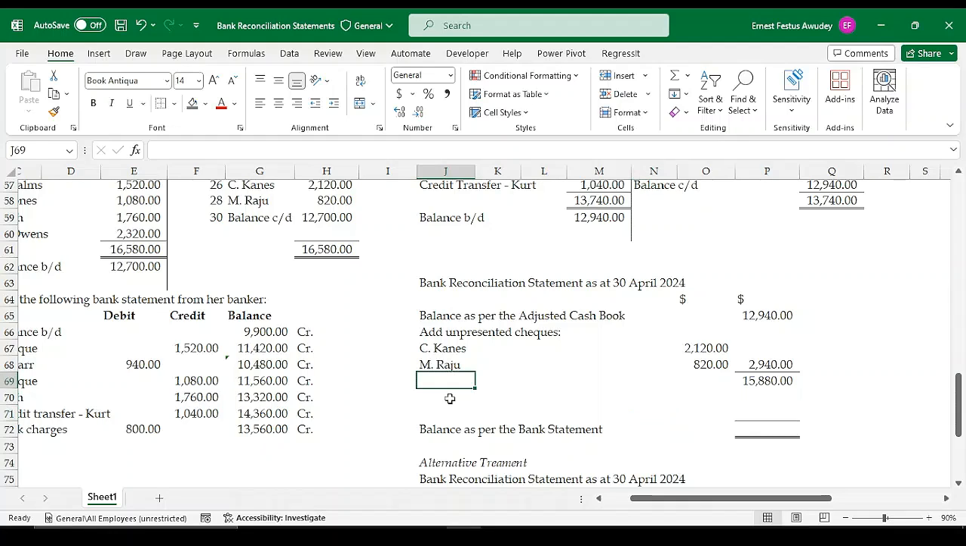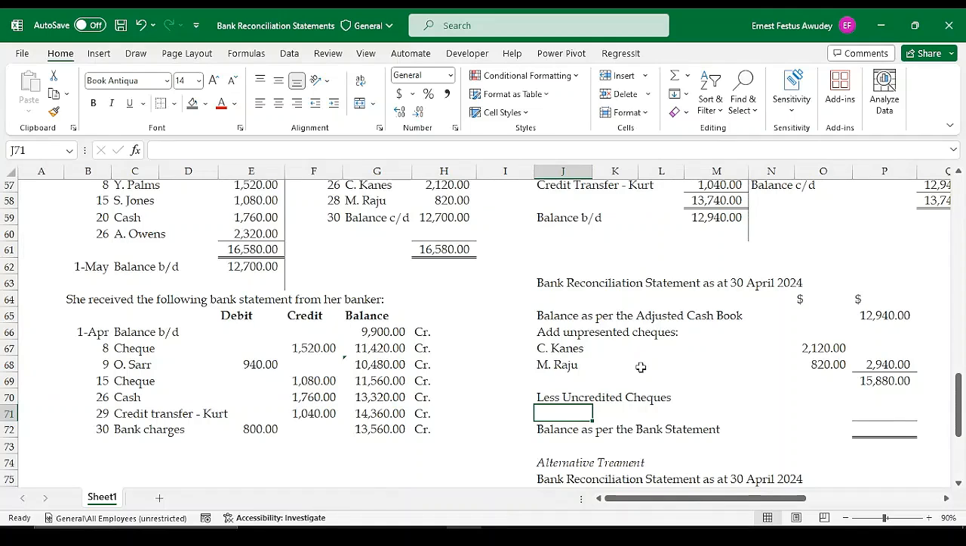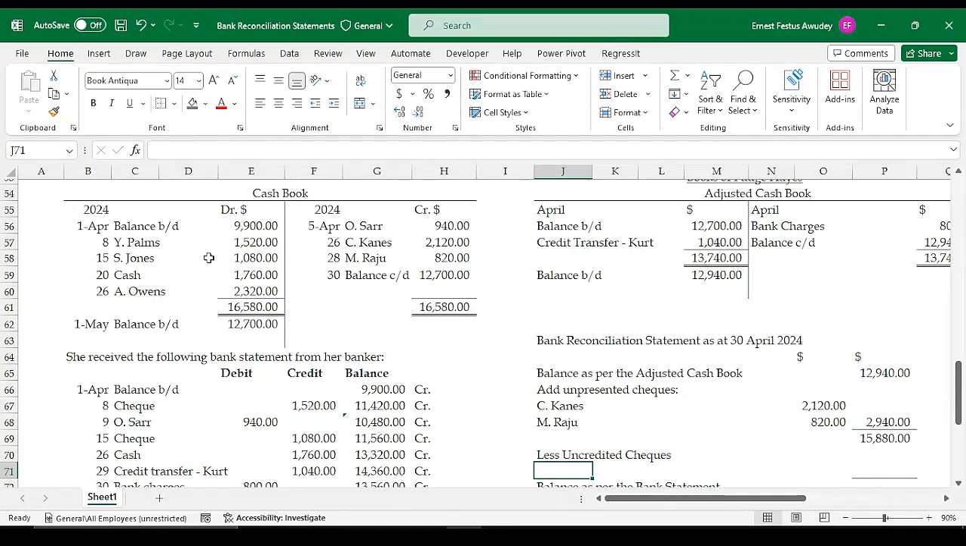And then we need to less uncredited checks. So as I said, this is the first format. I'm going to present it in the two formats for you to understand what we mean by each of them. So the first one is that when you start with the adjusted cash book balance, you have to add unpresented checks and less uncredited checks. So what are the uncredited checks? The uncredited checks are those that are appearing on the debit side.